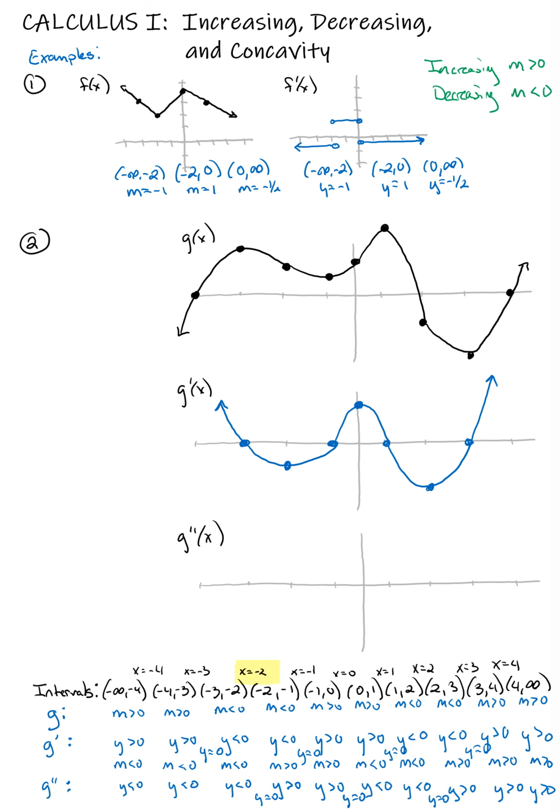At -2 on the G double prime graph, y is 0. At 0, y is 0. And at 2, y is 0 on that second derivative graph. So -2, 0, and positive 2. Now let's take a look at what happens to the left of that first point, that leftmost point. It all stays negative. So my y values now are negative.